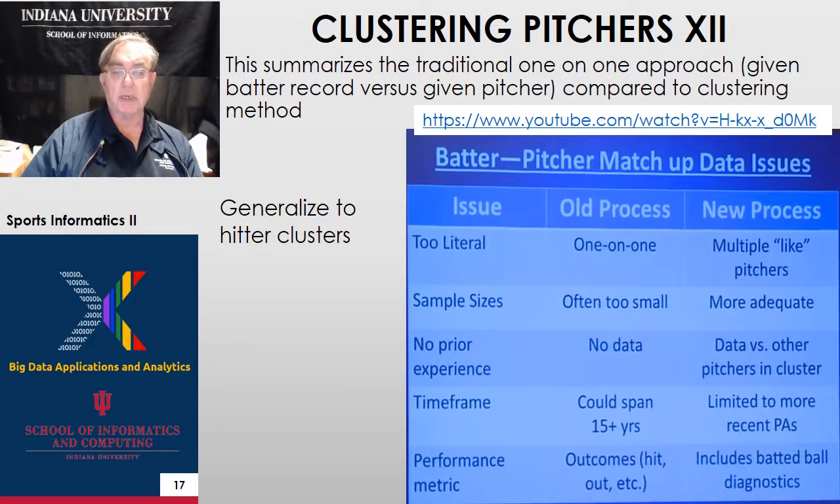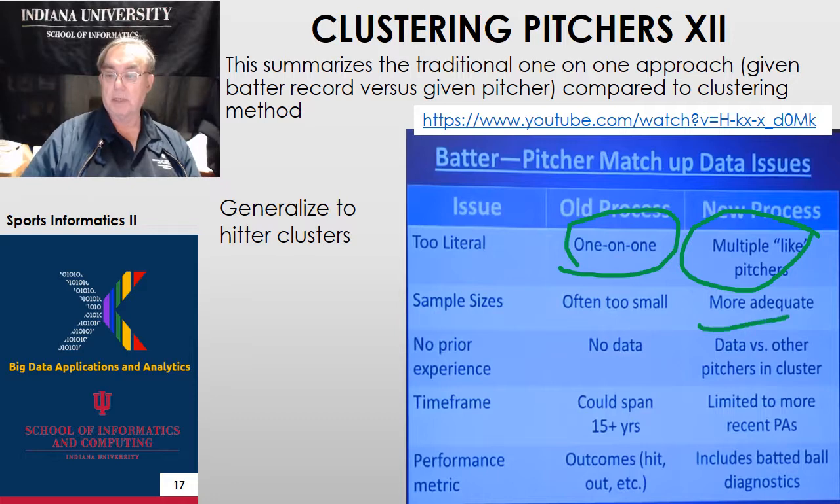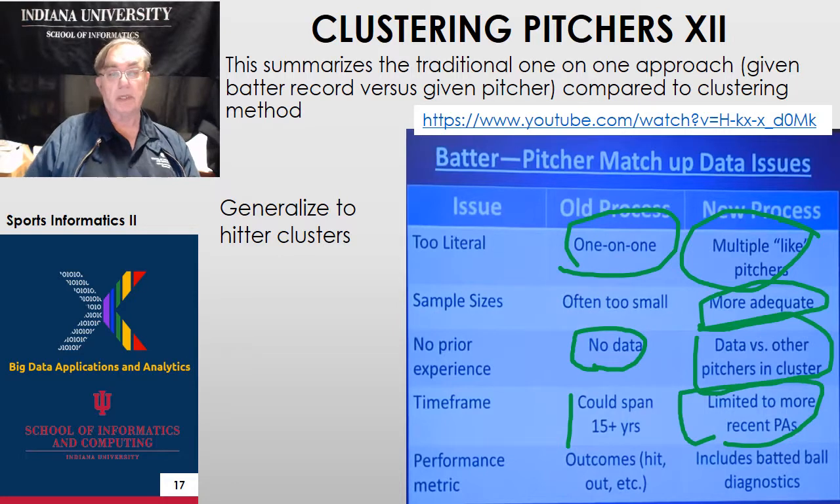So that sort of summarizes the change. The old process was one-on-one. You took each batter against an individual pitcher. Now you look at multiple pitchers. You then get a much better sample size. And even if you had no data against a particular pitcher, you can have data against other pitchers. Even if there was data, it could span 15 years. Here you just limit the data you use to the last 3 years, say.